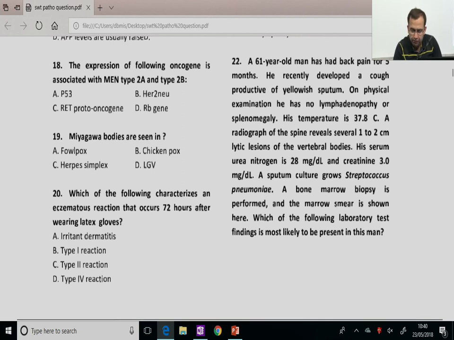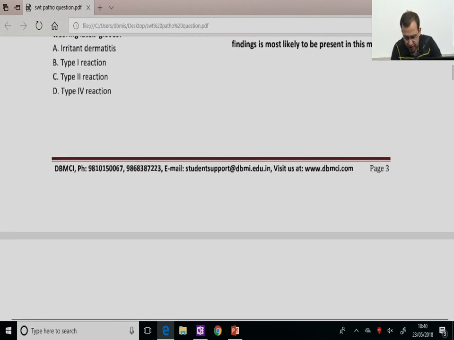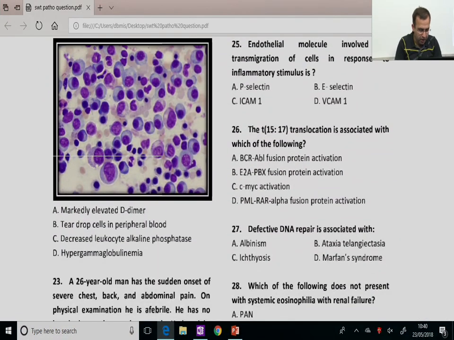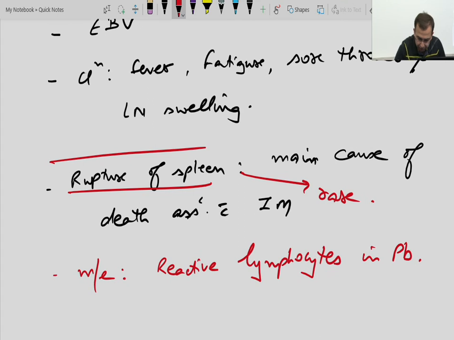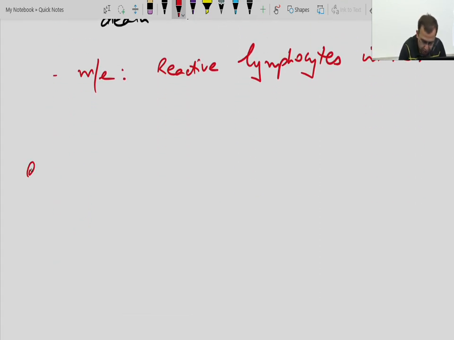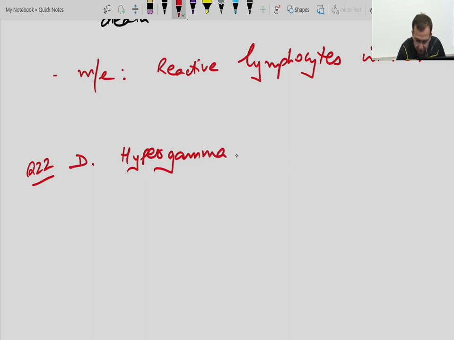Elderly, back pain for 5 months, multiple myeloma. No lymphadenopathy, spine shows lytic lesions, sputum culture, strep pneumoniae is performed, bone marrow shows that. So everything is fitting into multiple myeloma. Let us now see the options. Which of the following is true? It is associated with D, that is hypergammaglobulinemia. So answer to question 22 is D, that is hypergammaglobulinemia.